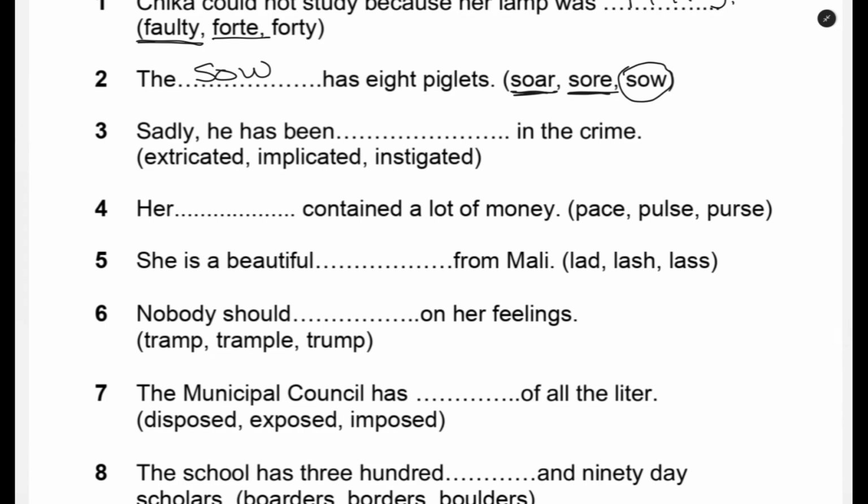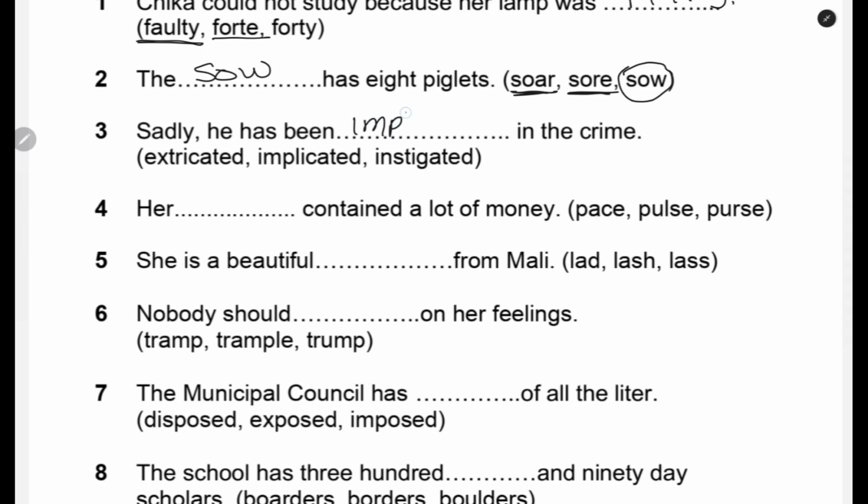Question number 3 reads, sadly he has been dash in the crime. Then we have 3 words. We have extricated, the second one is implicated, and the third one is instigated. So the one that is going to be correct is implicated. So sadly he has been implicated in the crime. So the correct answer is supposed to be implicated.